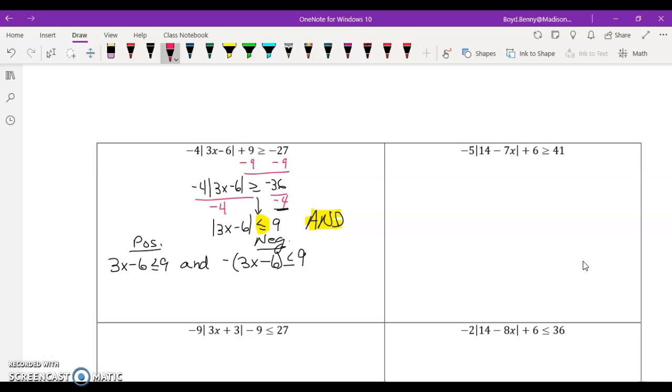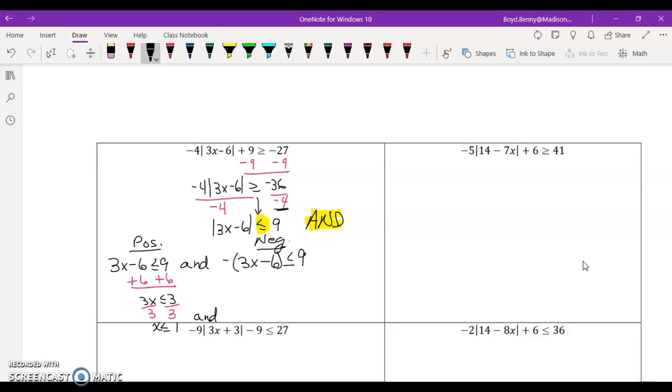Again, we'll start off by adding 6. We'll solve this using our normal methods. That leaves me with 3x less than or equal to 3. Then I'll divide by 3, leaving me with x is less than or equal to 1.